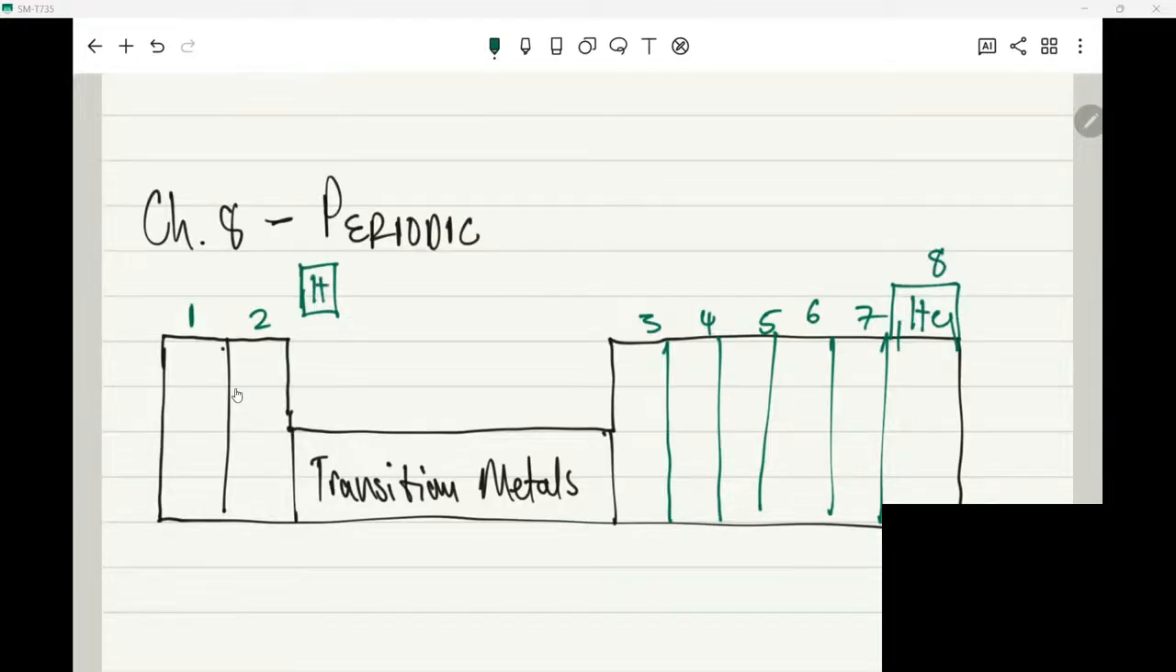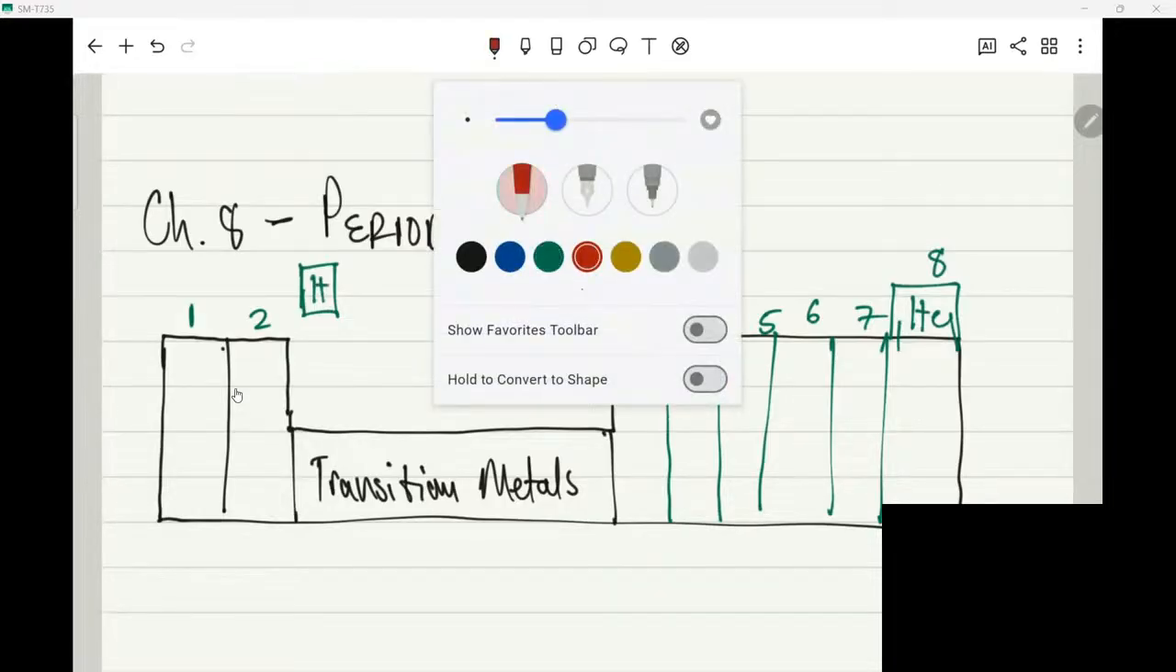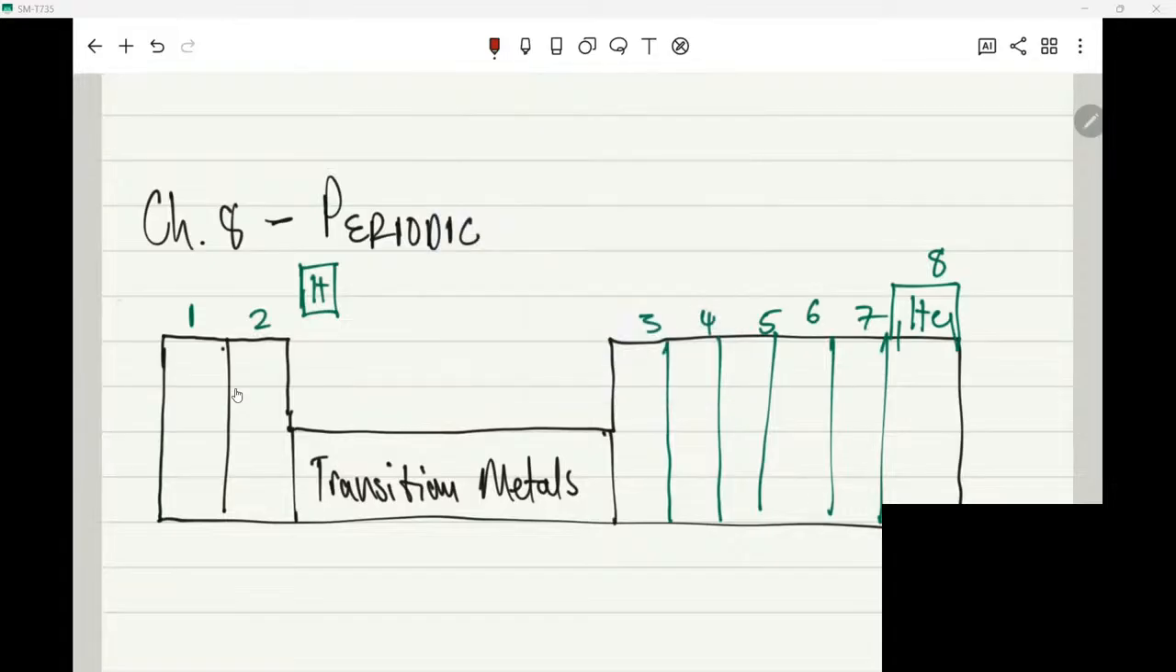Now these are your groups, and then we can put in the periods, which I'm going to put in red. Period 1 is hydrogen and helium, then period 2, period 3, period 4, period 5. We want you to know the general properties. You should know what group means and what period means.